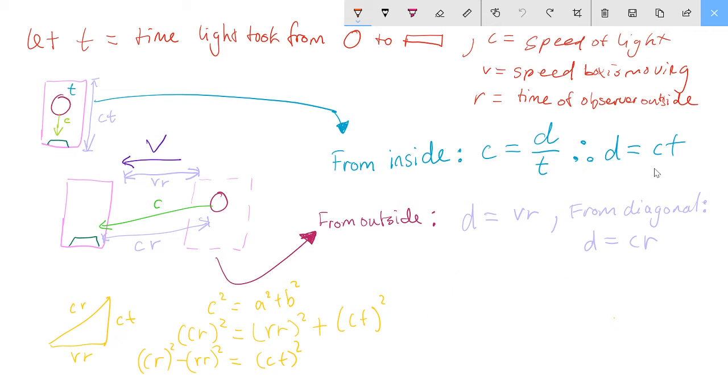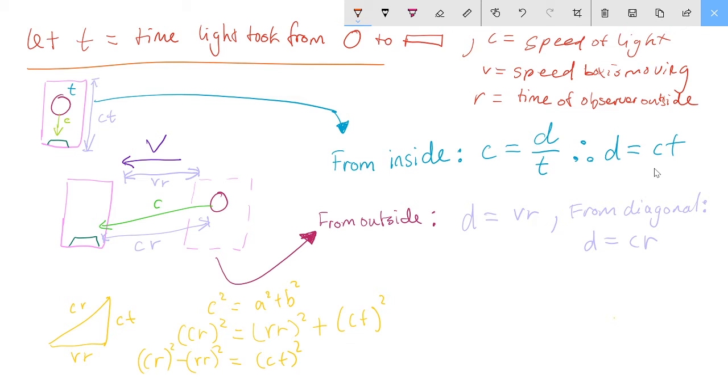And also distance changes. Now you want to know how much the time is changing for the outside observer or the inside observer. So we're going to be deriving the Lorentz factor, which is just how much time is delayed for one observer.